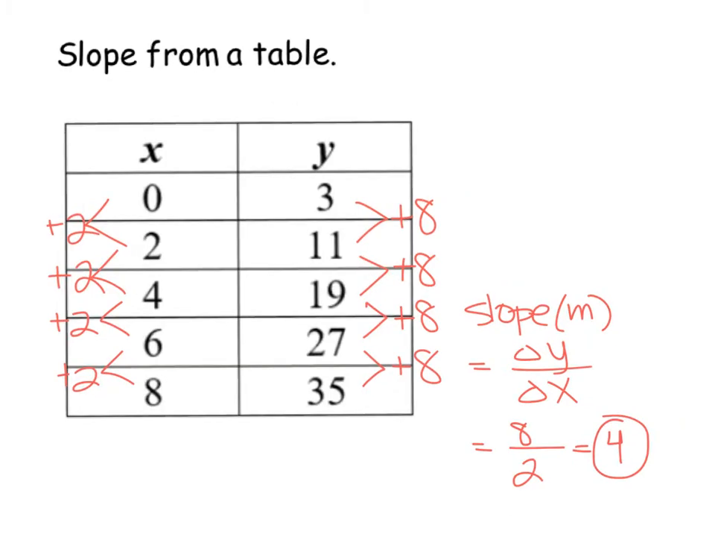I personally like to have a visual just to confirm that that answer makes sense. So I'm going to draw a quick sketch of a graph. (0, 3) is here, (2, 11) is up here, (4, 19) way up here. So I can see that I have a pretty steep positive line, which agrees with my original calculation that my slope is a positive 4.